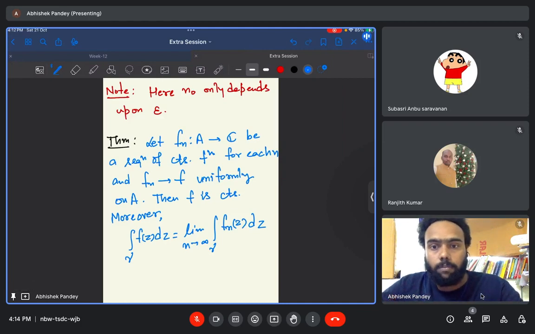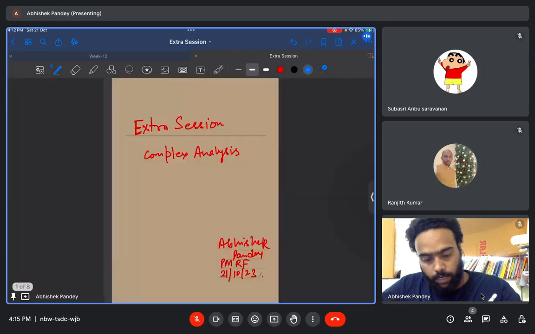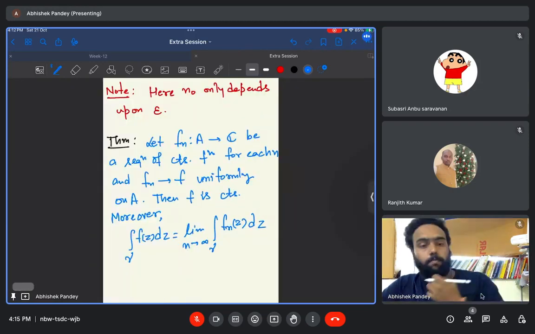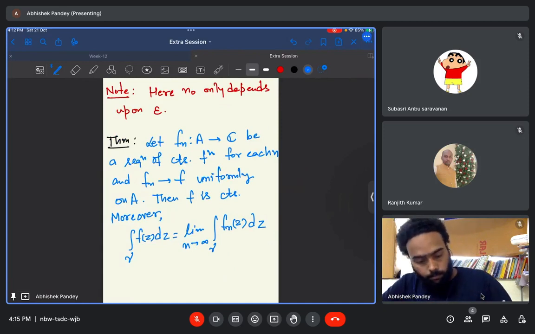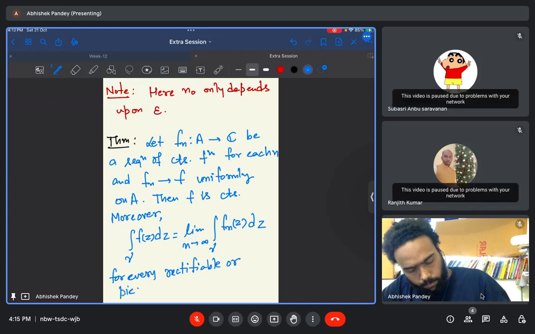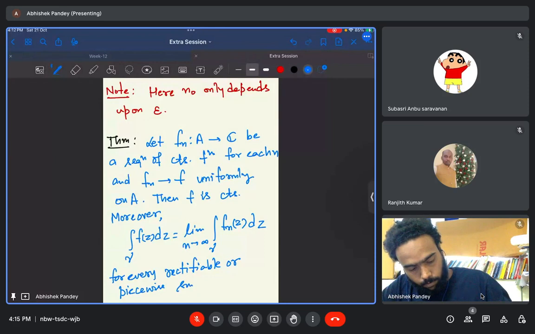Okay, so I want to inform that today's extra session, I am discussing about space of analytic functions. So I have to start with pointwise convergence and uniform convergence. So we're slowly going to see about the space of analytic functions. This is there for every rectifiable, or you can say piecewise smooth curve gamma.